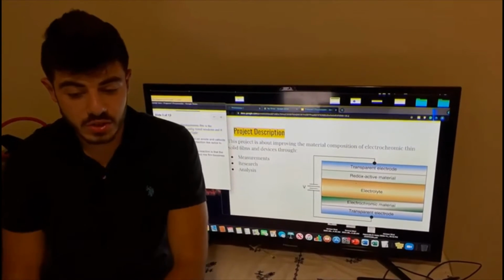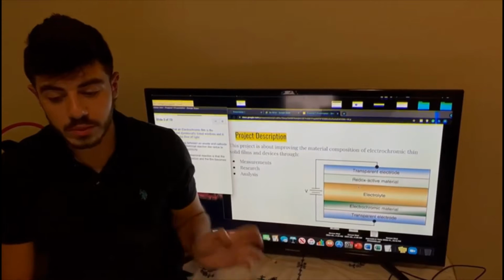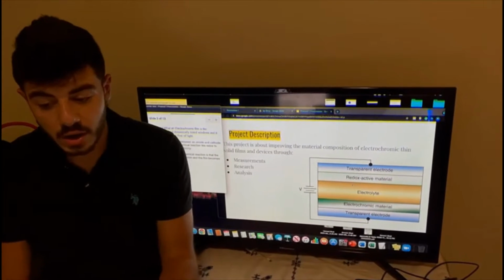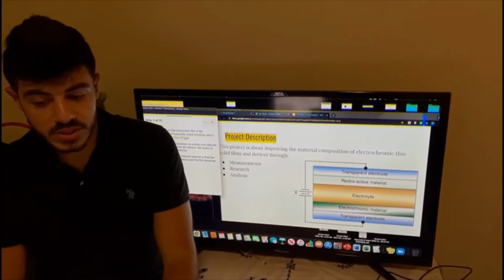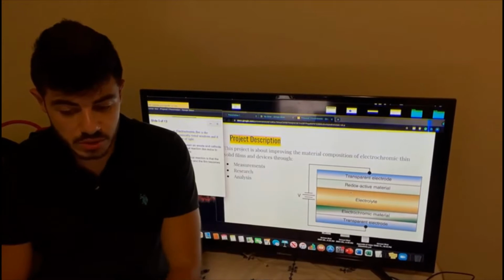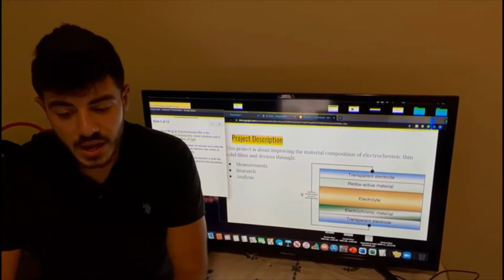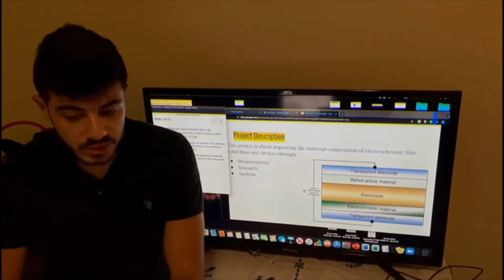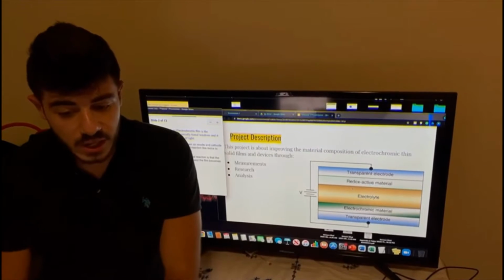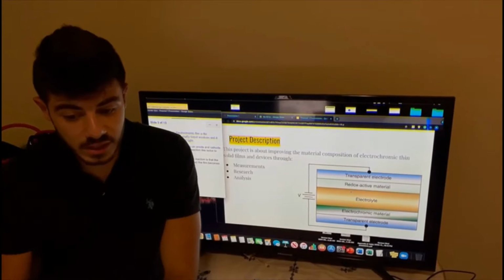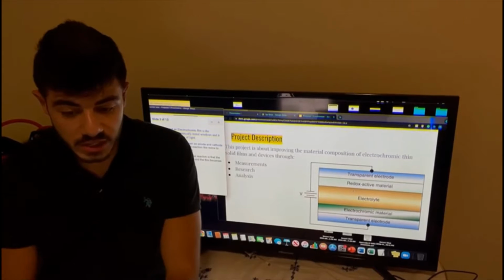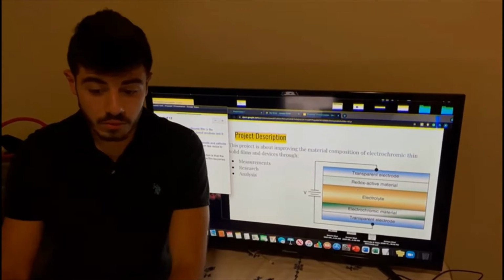So for the project description, this project is going to be improving the material and composition of the EC solid films and devices through measurements, research, and analysis. And we're going to be talking about what an EC film is, and it's the technology behind the dynamically tinted windows, and it is used to control the flow of light.